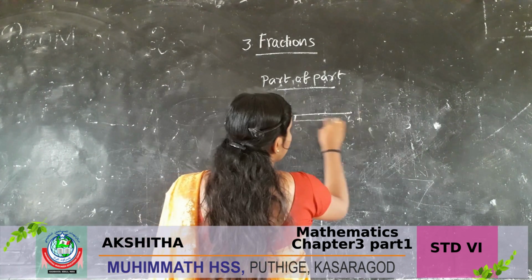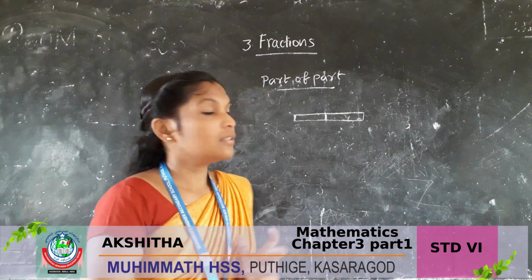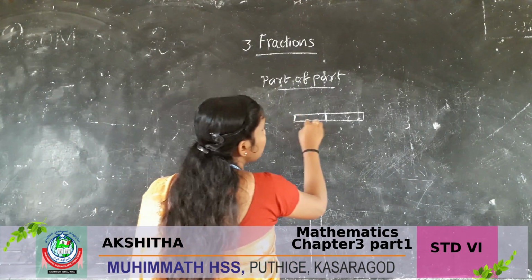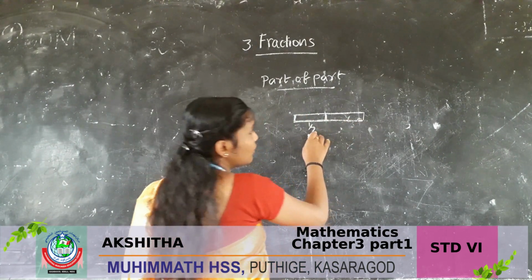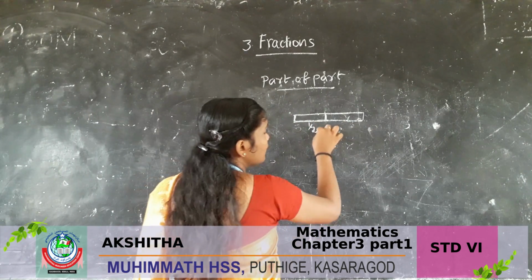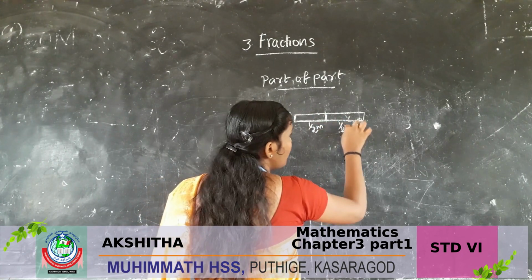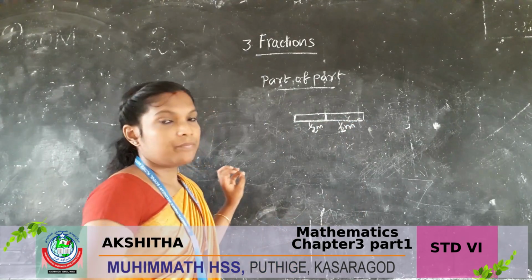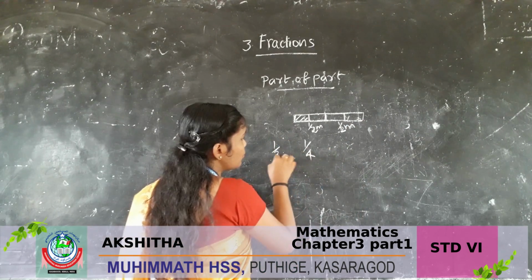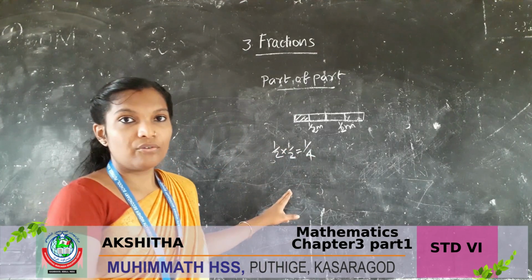1 meter ribbon. Can you say what is the half of half? Here is a 1 meter ribbon. Look at this 1 meter ribbon. This part is half meter and this part also half meter. So half into half is equal to 1 by 4.